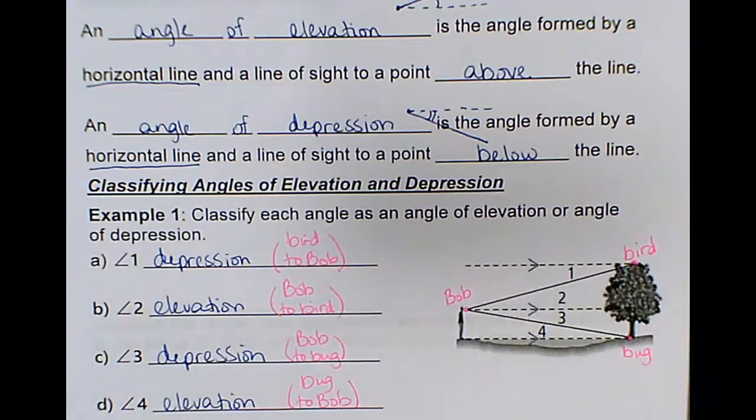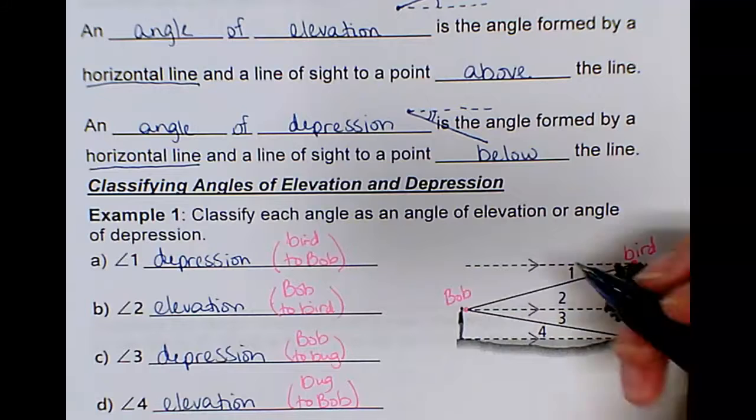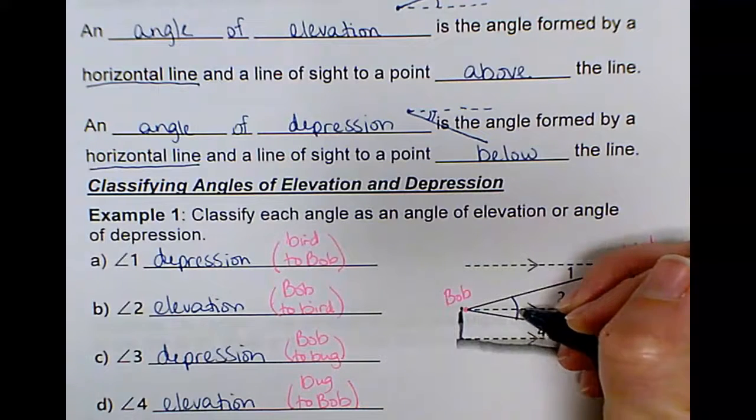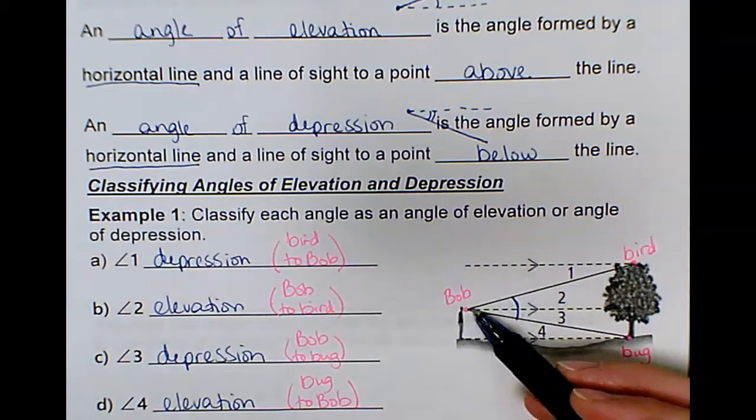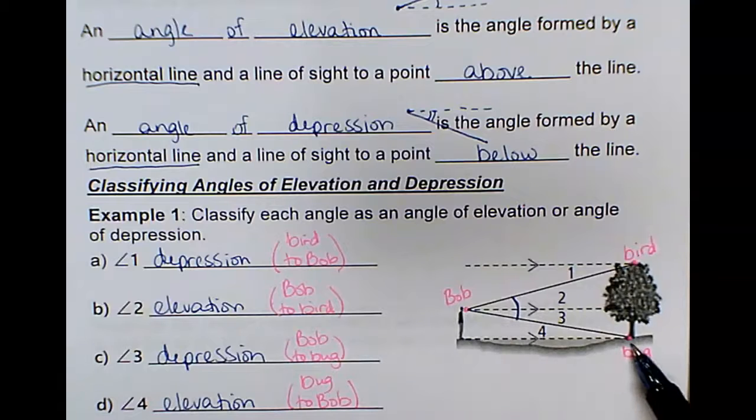Okay, so now that you have an idea of how to classify angles as angles of depression or elevation, it is important to talk about how there are angles that are neither angles of elevation nor depression. For example, this angle right here that's created by Bob's line of sight to the bird and Bob's line of sight to the bug is neither an angle of elevation nor depression because it's not created by a horizontal line and then another line of sight.